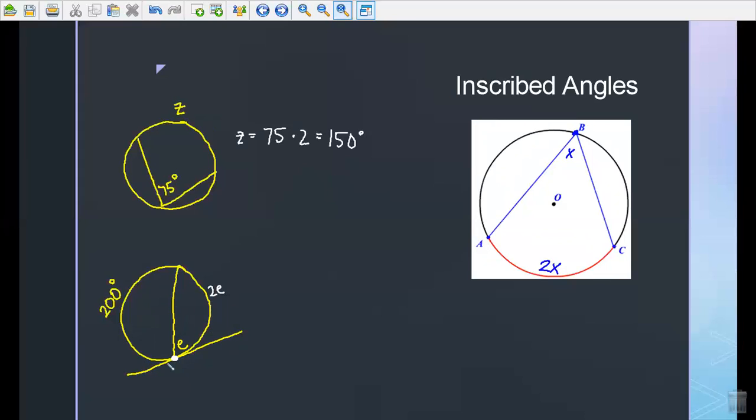And then over here, I know that this big arc is 200. That tells me that 200 plus the 2E has to give me my entire circle, which is 360 degrees. All right, so I could say that 200 plus 2E equals 360. Then if I subtract the 200, we get 2E equals 100, and then divide by 2, and we get E is 80 degrees. All right, so it's still an inscribed angle, it's just another way of looking at it.